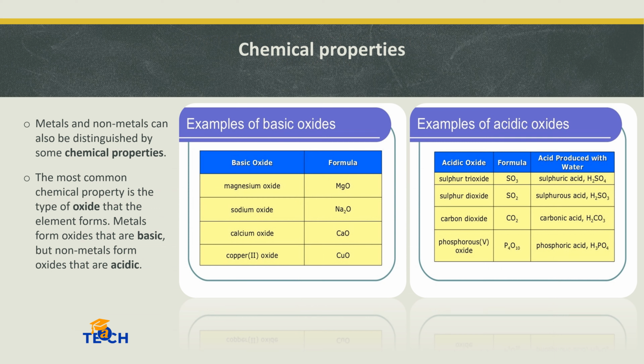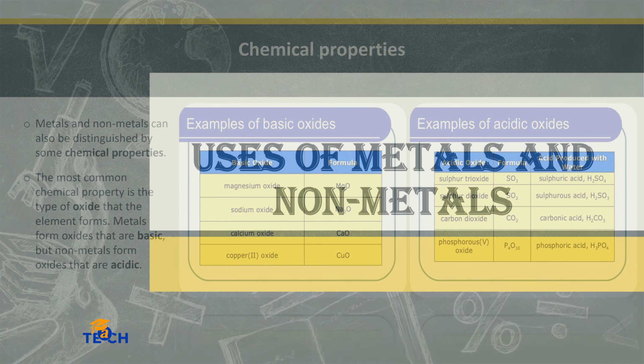Metals and nonmetals can also be distinguished by some chemical properties. The most common chemical property is the type of oxide that the element forms. Metals form oxides that are basic, but nonmetals form oxides that are acidic. For example, sulfur and carbon are both nonmetals. They react with oxygen to form sulfur dioxide and carbon dioxide. These compounds are both gases present in the air and which dissolve in rainwater, making it acidic.